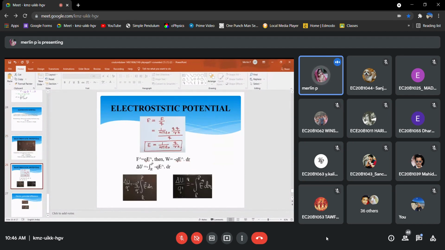Due to the difference, we are giving one external force and changing the potential, creating a potential difference from the point R to P, which can be written as an integral equation. So instead of W, we can write del U. I have told you, there is a difference in potentials. So del U is equal to minus integral of R to P, QE vector into dr, like that we can write in integration form.